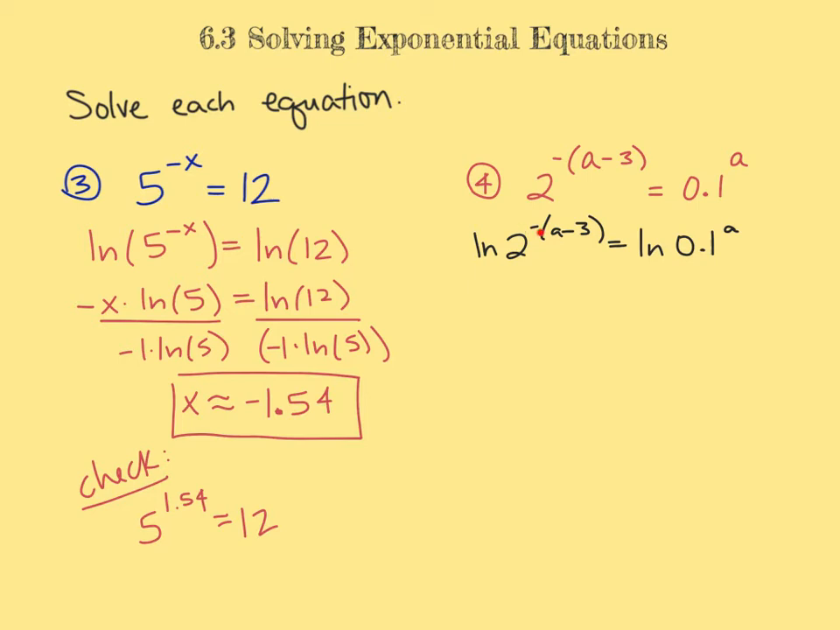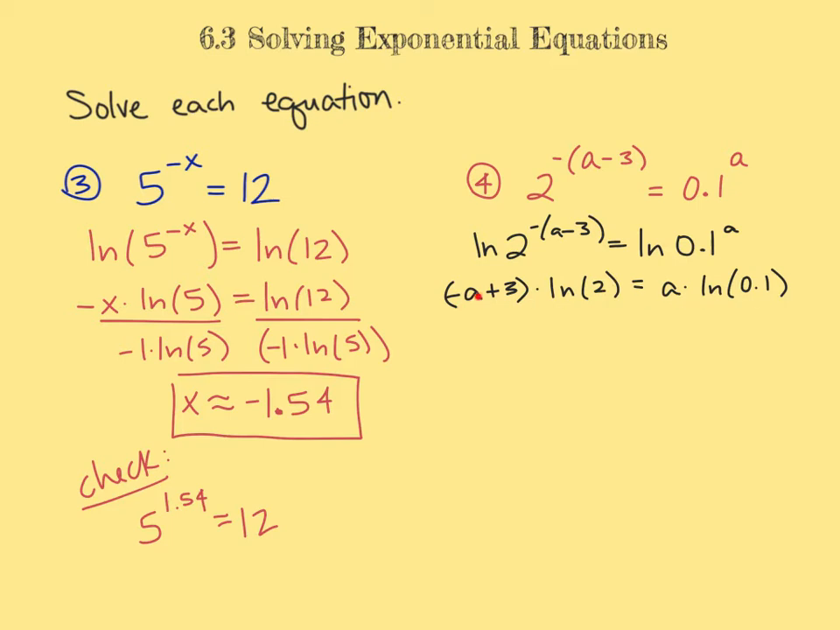I'm going to distribute this negative sign through. So I'll have negative a plus 3, and that's being multiplied by the natural log of 2. And then we'll have a times the natural log of 0.1. Now in this problem, dividing both sides is not going to get us anywhere because we have a's on both sides.